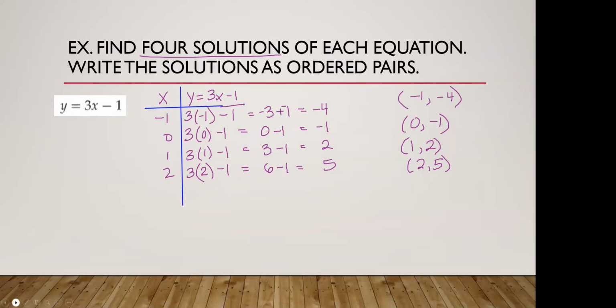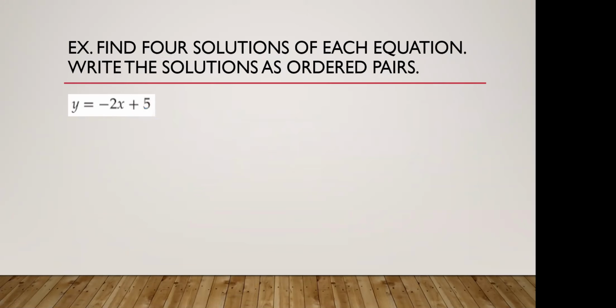All right. And we'll do one more like this. So this one, we have our table. We put our x values. Remember, we're using -1, 0, 1, and 2 for x. And this time, y is going to be -2x plus 5.